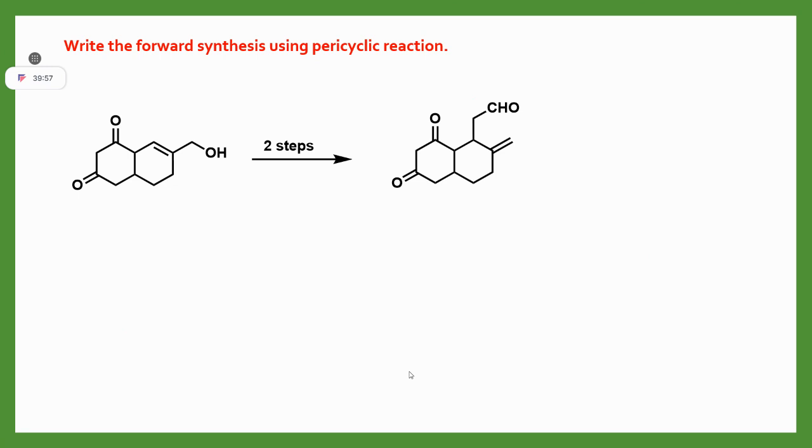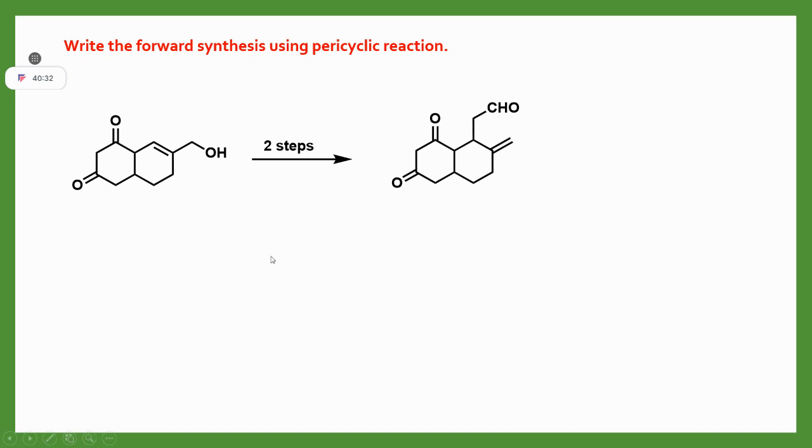So your next question for today's session is: write the forward synthesis using a pericyclic reaction. So basically, in this question, there are two steps involved. One of the steps is a pericyclic reaction. Another key thing to notice here is that you have to figure out which other fragment you can couple or use in order to get this product. So, how to start these types of problems?